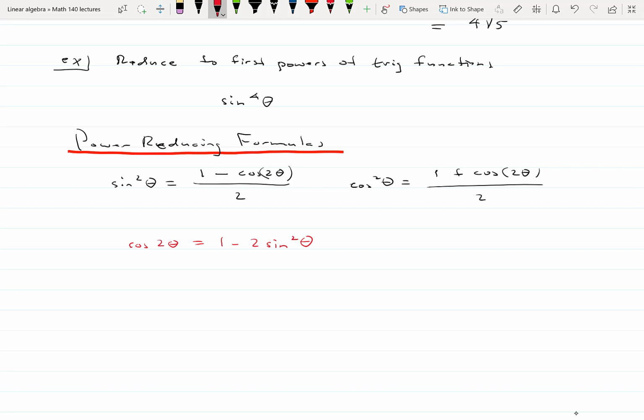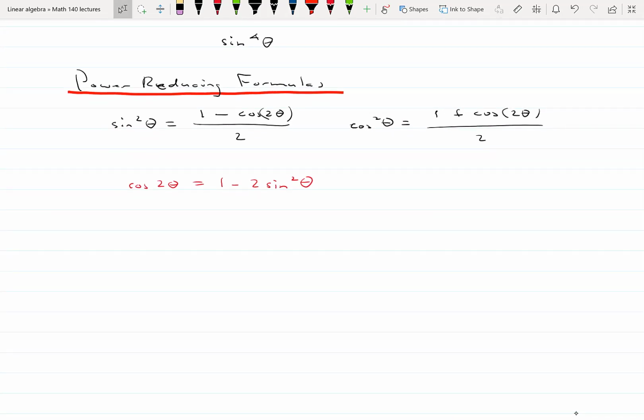Now, solve this equation that I have in red for sine squared. So add 2 sine squared to both sides, make it positive. Subtract cosine of 2 theta from both sides. Then divide both sides by 2. This is just a restatement of the double angle formula for cosine, solving for sine squared. Similarly, for cosine squared, you solve another one of the three formulas for cosine of 2 theta. Okay, so this is completely retrievable from the double angle formulas for cosine.